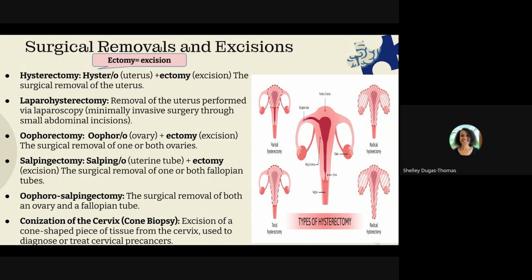And the term laparohysterectomy adds the root laparo, which is abdominal wall, to specify the surgical approach. So for adjacent structures, oophor, so ovary, to denote removing the ovaries, while salping, the fallopian tubes, for tubal removal. These roots are modular and stacked together when removing both structures simultaneously. Finally, a conization of the cervix describes the removal of a cone-shaped wedge of tissue from the cervix, serving as a cone biopsy to both diagnose and treat cervical precancers.